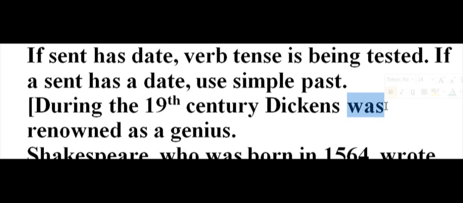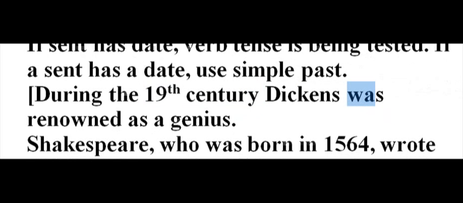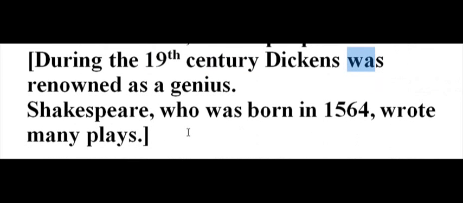Almost everyone is familiar with the word was, or were, or is, things like that. Was is the simple past version of to be. We have a time period right here, which is the 19th century, so we need a simple past. Let's look at another example.